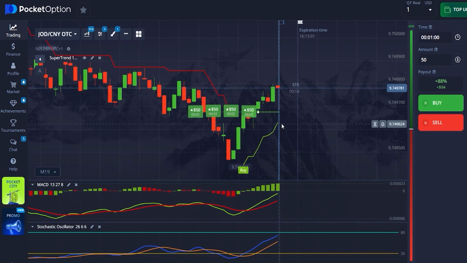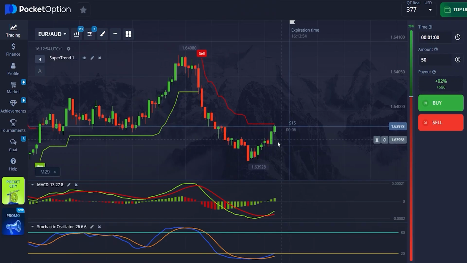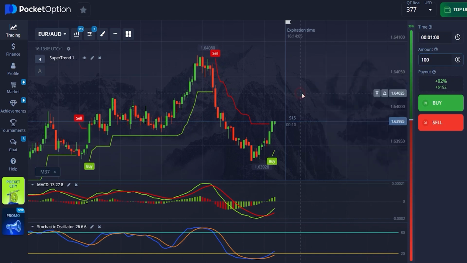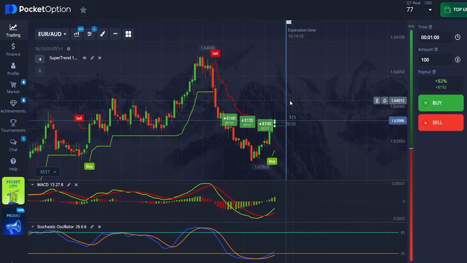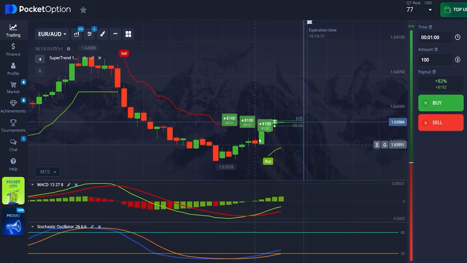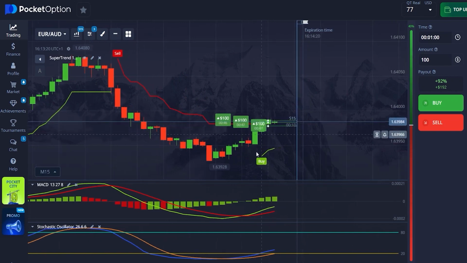So right here I make another one. So right here I'm finding an opportunity for an up position. So right here I have a stable candlestick, and also I get my confirmation from my indicators.